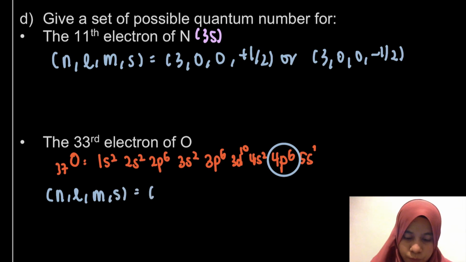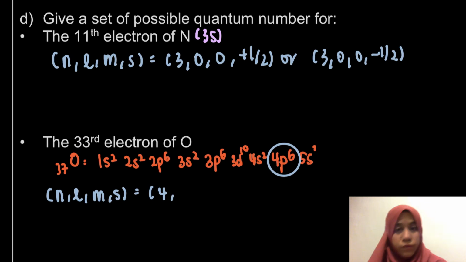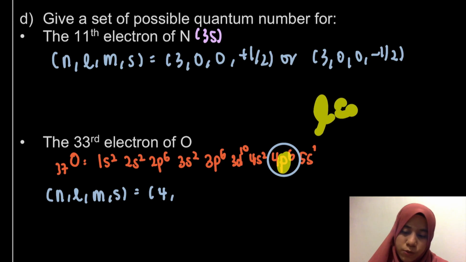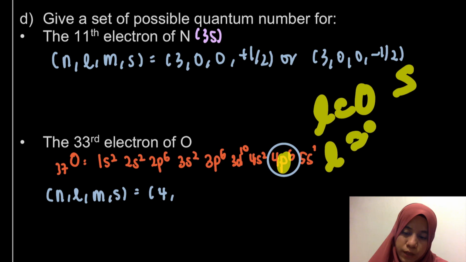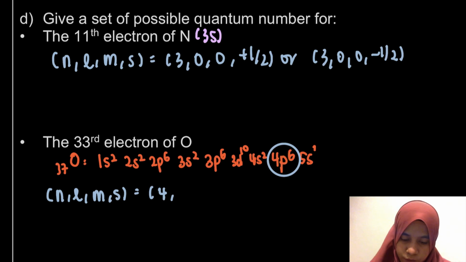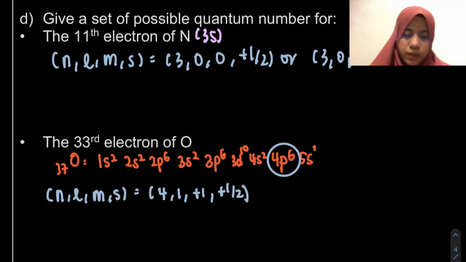So, first possibility, N equal to 4. L dia, remember, L must depend on the orbital notation lah. Kalau L equal to 0, dia adalah S. L equal to 1, dia adalah P orbital. So, dia jadi 4, 1. So, dia punya M, it could be positive 1, 0, negative 1. So, first one, I'm going to write down positive 1. So, positive half. Okay, give a set.